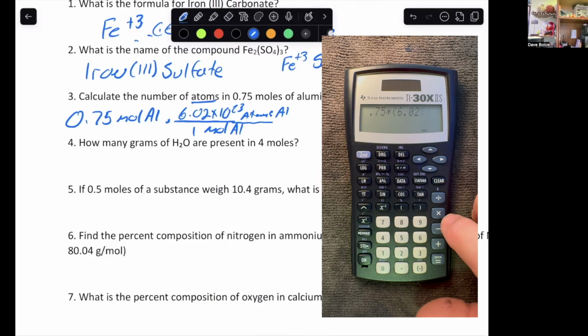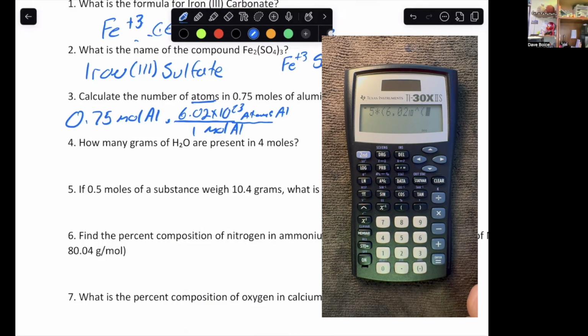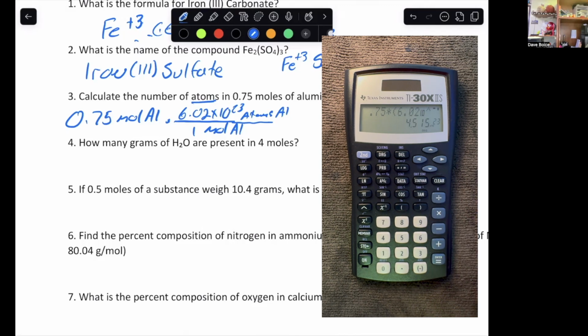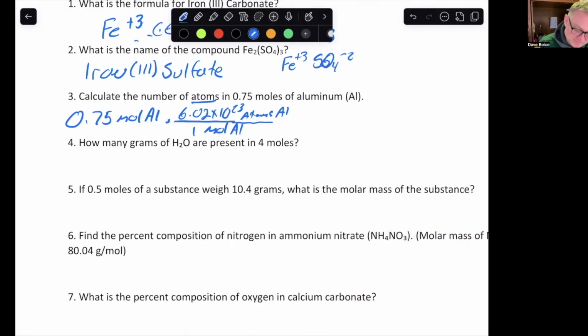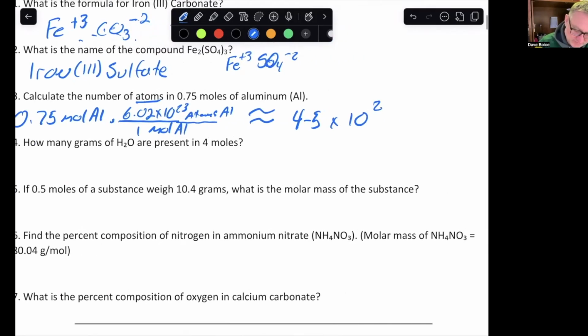0.75 times 6.02. And then times 10 to the, I like to use the function. See if you can sort of see this 10 to the down here. So second log, that brings that up, 23. I'll have two parentheses, so I want to close them both and then hit enter. And I've got 4.515 times 10 to the 23rd. So I'm going to round that, and your answer will be around 4.25 times 10 to the 23rd.